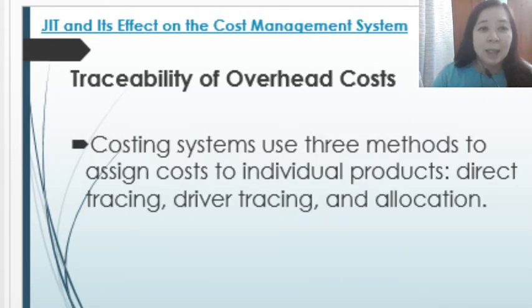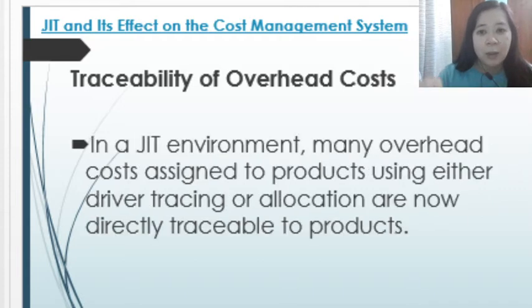Okay, so when it comes to the traceability of overhead costs, costing systems normally use three methods to assign the cost to the individual products. So we use direct tracing, driver tracing, and allocation. Under the JIT environment, most of the overhead costs assigned to the products use either driver tracing or allocation. Okay, so this is how they directly trace those costs to the products.